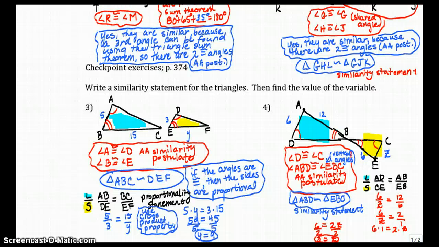This concludes the chapter 7.3 angle-angle similarity postulate. We'll now be moving in recording 2 to the other 2 similarity theorems.